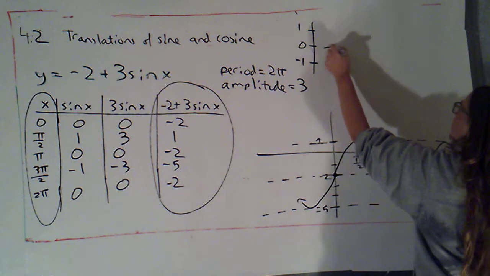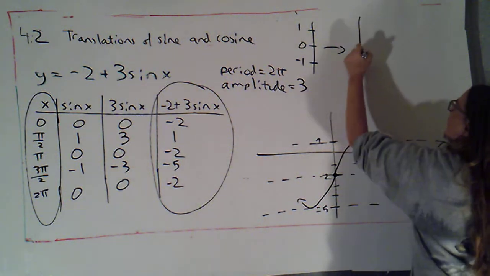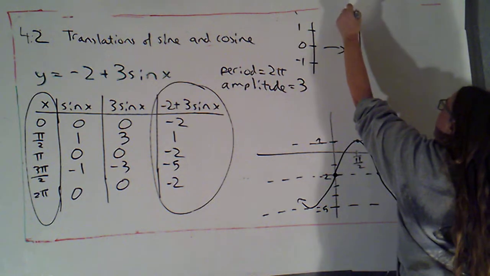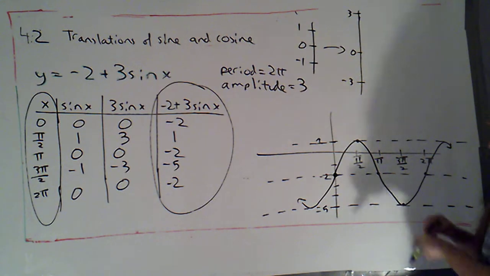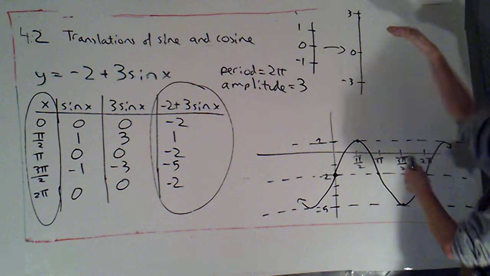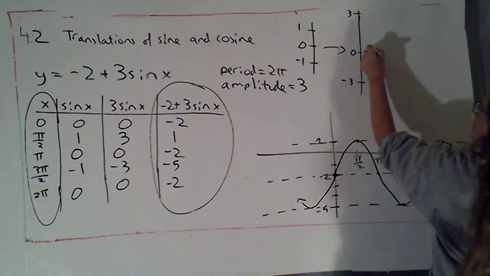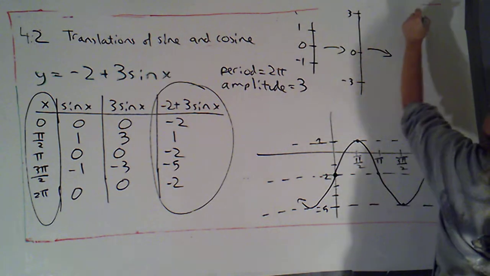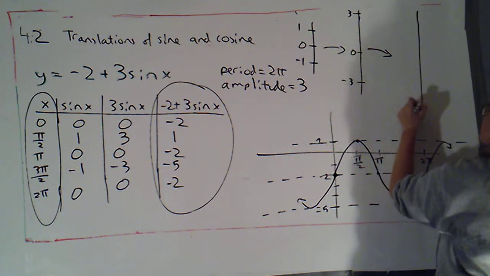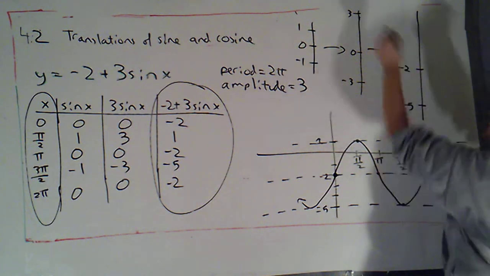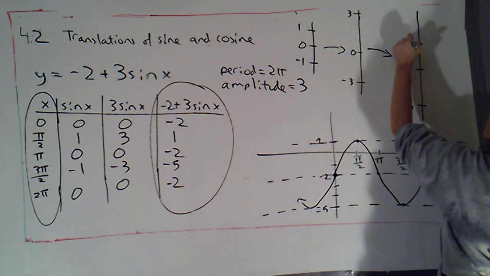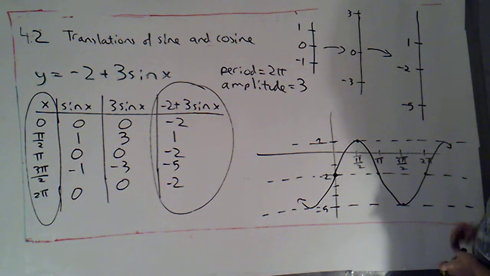So I'm going to multiply things by 3. Now when I do that, that's going to stretch that high value up to 3 and that low value down to negative 3. So that's performing my vertical stretch. And then I'm going to subtract 2, and that's going to shift everything down 2. So negative 3 gets moved down to negative 5, 0 gets moved down to negative 2, 3 gets moved down to 1.